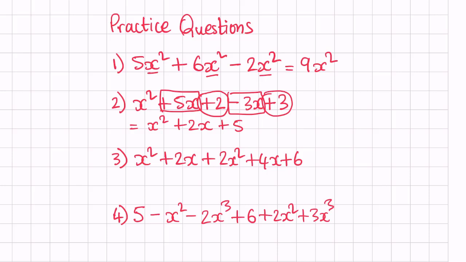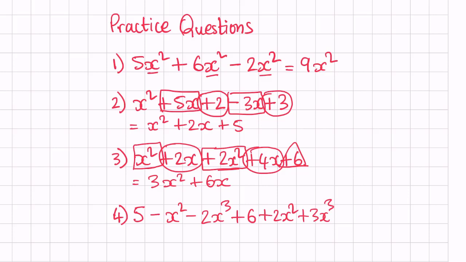Question number 3, we have x squared and 2x squared, which are the same terms, and then 2x and 4x, the same term, and then plus 6 by itself. So x squared plus 2x squared, which is 3x squared. Remember, if there are no numbers in front of the term, that represents a 1 of that term. 2x plus 4x, which is 6x, and then 2x squared, we already did that one, be careful not to repeat them. And then finally we have 6 by itself, plus 6.